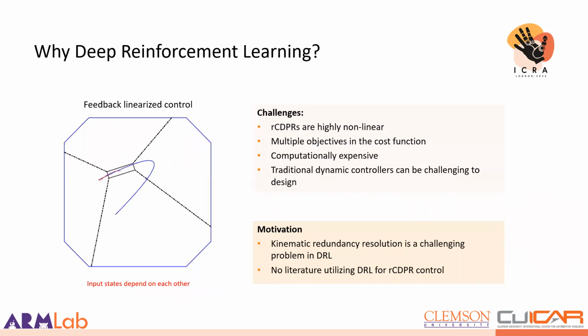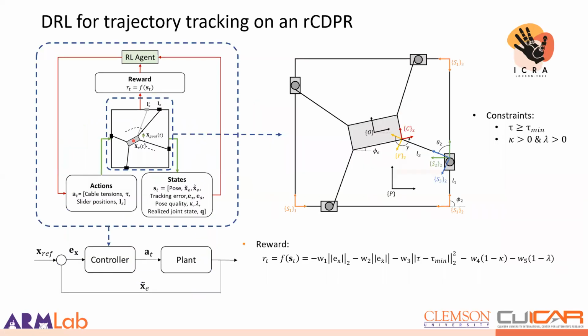These robots are highly nonlinear because their input states depend on each other. There are multiple objectives in the cost function, and even when implemented in a way that offers consistent, locally optimal convex solutions, these functions can be too computationally expensive to be implemented in real time. Deep reinforcement learning can offer an advantage here.